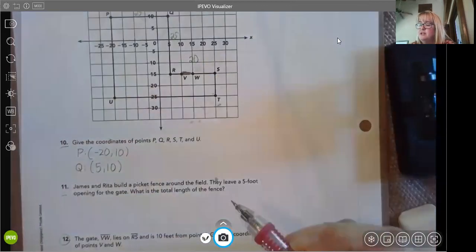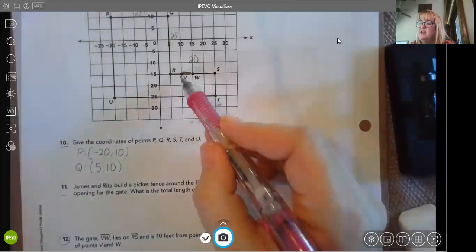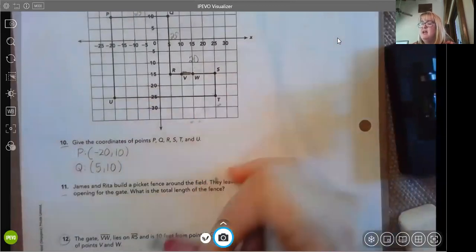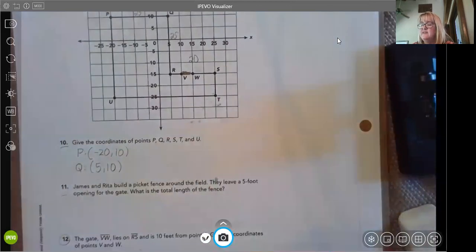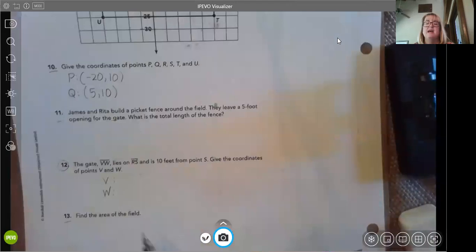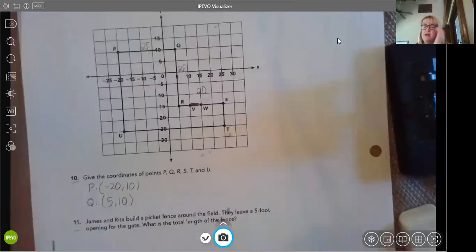All right, so the question is, what is point V and what is point W? So you tell me the coordinates for that. And then the last thing is find the area of the field. Find the area. Area is length times width.